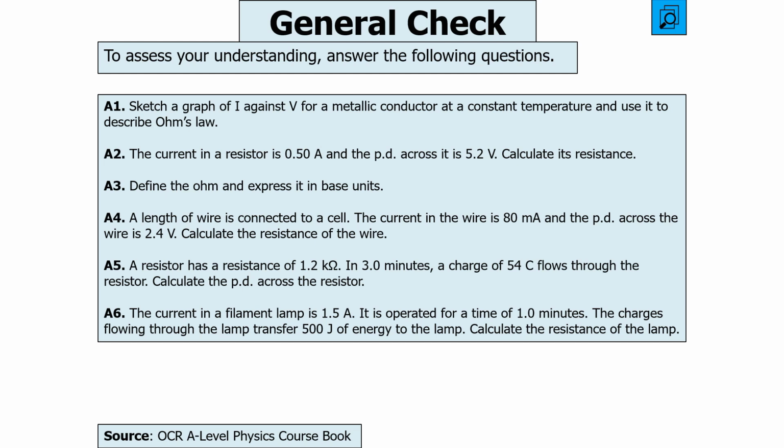Then a resistor has a resistance of 1.2 kilo ohms. In 3.0 minutes, a charge of 54 coulombs flows through the resistor. Calculate the PD across the resistor. Then the current in a filament lamp is 1.5 amps. It is operated for a time of 1 minute. The charges flowing through the lamp transfer 500 joules of energy to the lamp. Calculate the resistance of the lamp. So pause the video now, then unpause the video when you want to go through the answer.